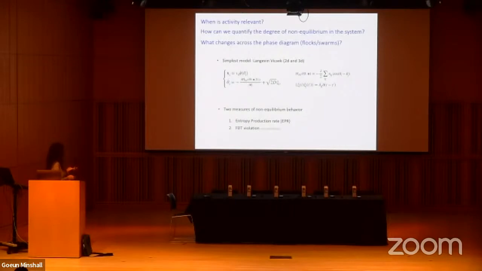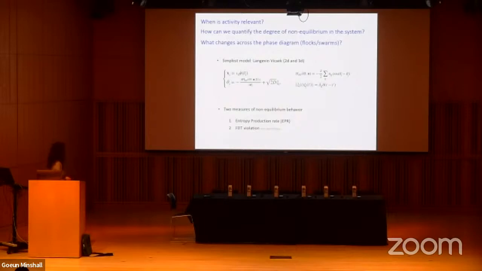How can we quantify the degree of non-equilibrium in the system? And what changes across the phase diagram, flocks versus swarms? Okay. So to do that, we can look at a very simple model, like the Vicsek model in two dimensions. Okay. So the simplest thing that one can look at from the theoretical point of view.